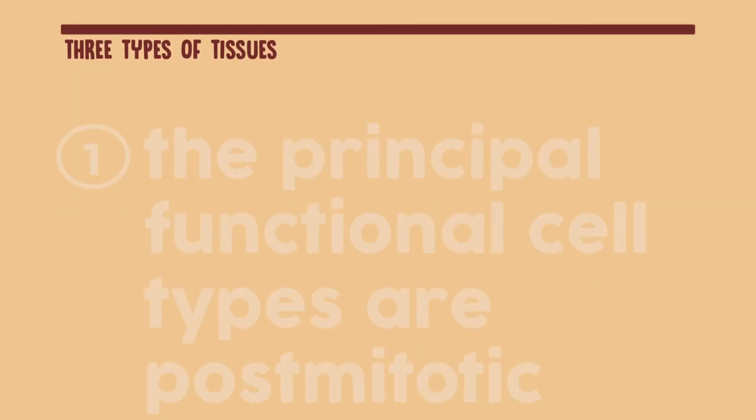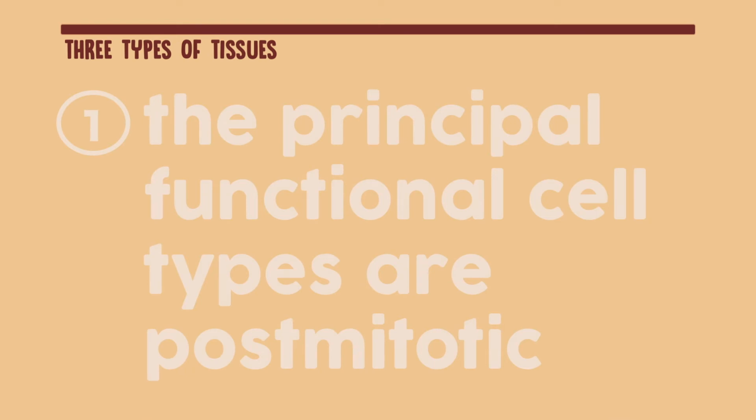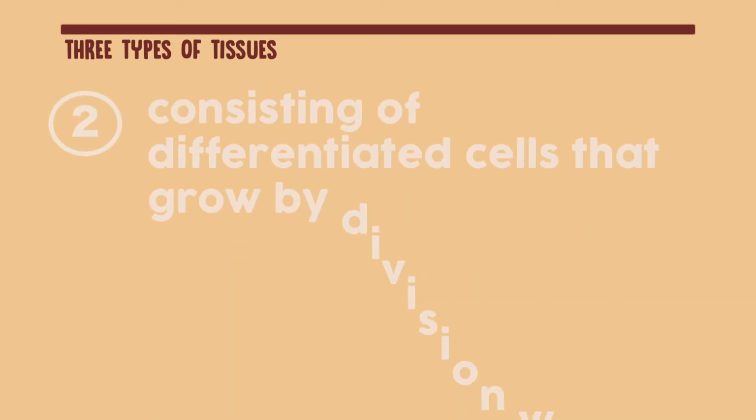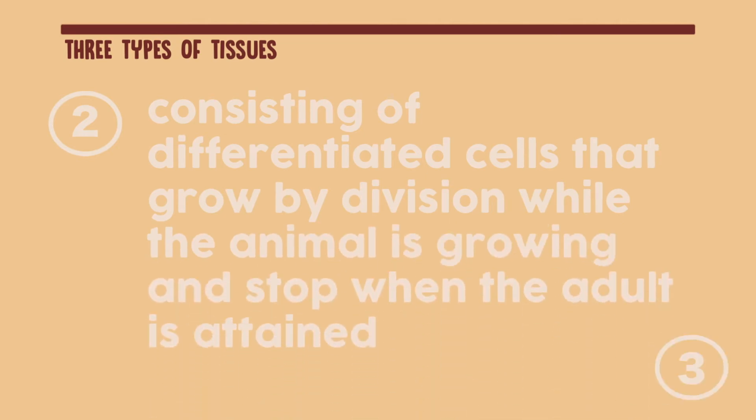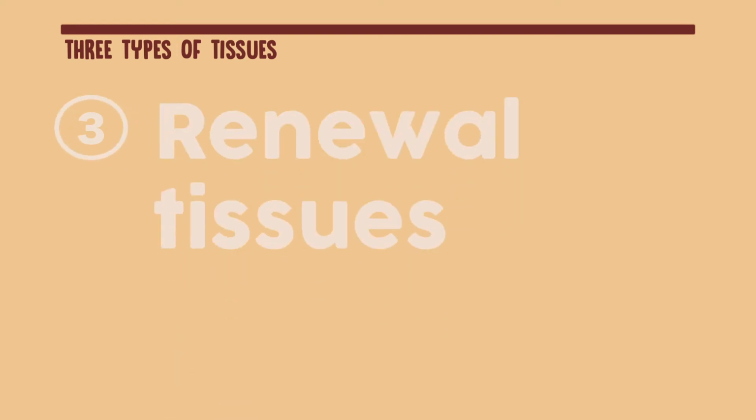First, are tissues where the principal functional cell types are postmitotic, such as neurons, skeletal muscle fibers, and cardiomyocytes, and where they are mostly replaced when lost. Second, are tissues consisting of differentiated cells that grow by division while the animal is growing and stop when the adult is attained. And third, are renewal tissues such as the hematopoietic system, the epidermis of the skin, the epithelium of the gut, and the spermatogonia of the testis.